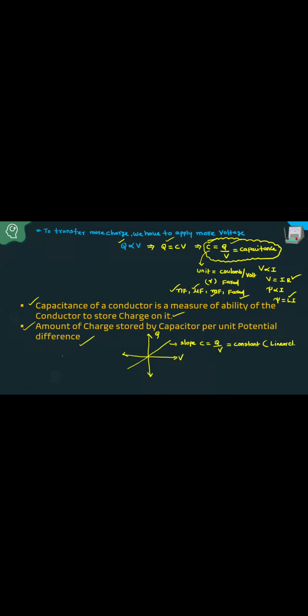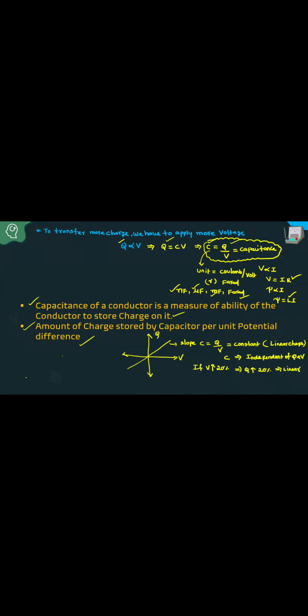For linear characteristics, friends, C is independent of Q and V. What do you mean by linear characteristics? For example, if the voltage V is increased by 20%, then Q is also increased by 20%. Then you can say that it is linear.